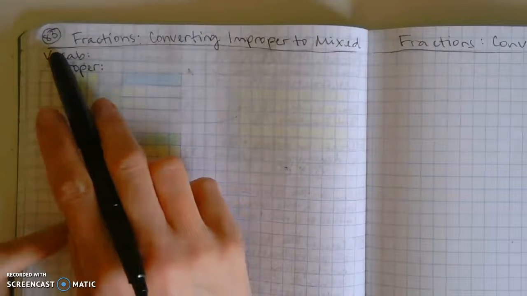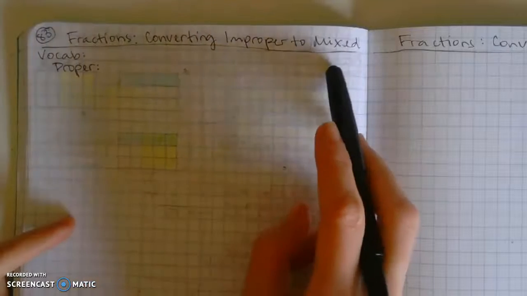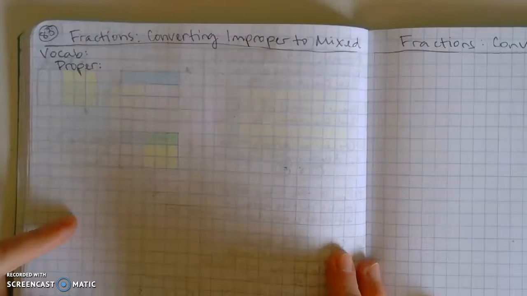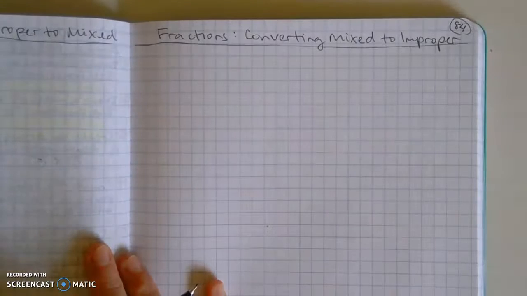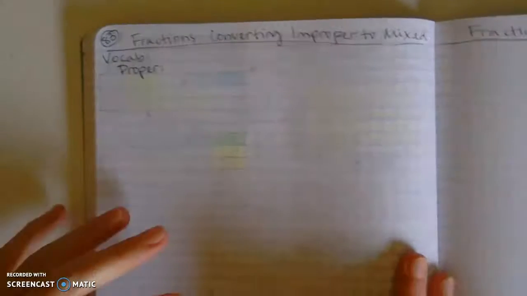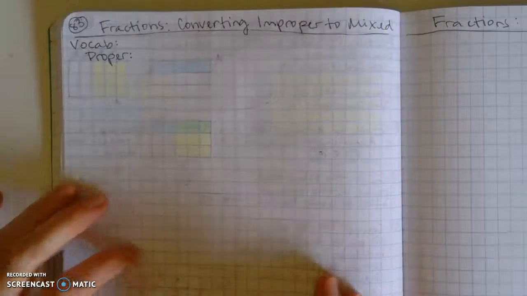So page 83 is going to be fractions converting improper to mixed, and page 84 is going to be fractions converting mixed to improper, so reversing that. So on page 83, I'm going to start out with some review on vocab.